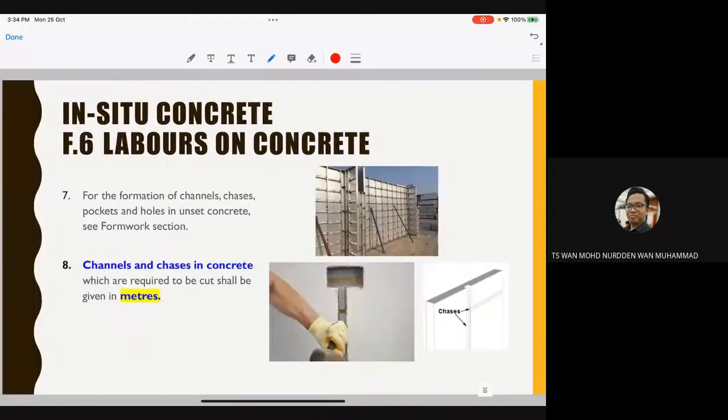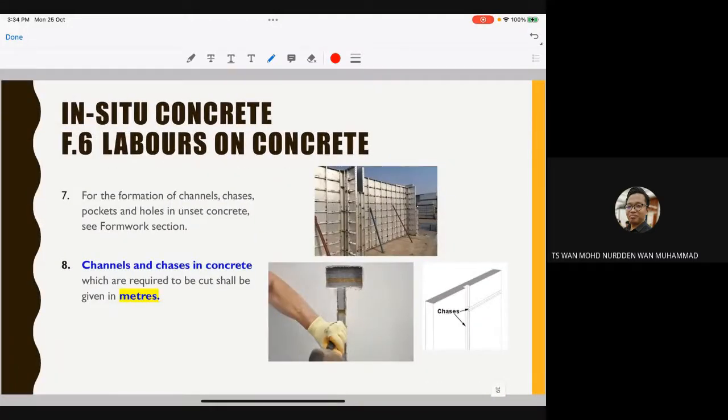Okay, number 6 and number 7. For the formation of channels, chases, pockets and holes in unset concrete, see formwork section. Sebab semua benda tu bergantung pada formwork lah. Apa maksud channel tu?